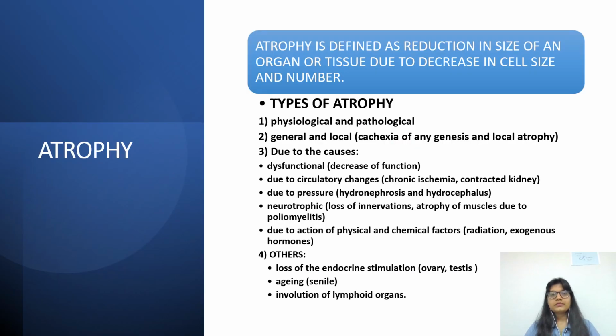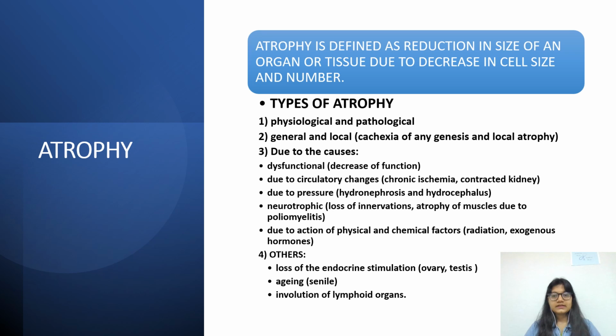The next type of adaptation is atrophy. Atrophy is defined as reduction in size of an organ or tissue due to decrease in cell size and number. Atrophy is reduction in size of an organ, and hypertrophy was increase in size of an organ. The types of atrophy include first the physiological and pathological atrophy, second the general and local atrophy, and third, those due to various causes.